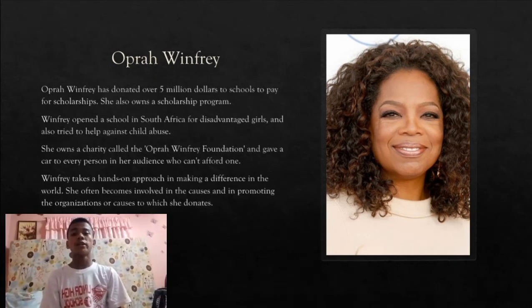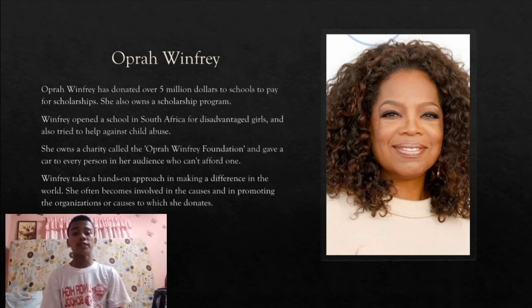Contribution to society. Oprah Winfrey has donated over $5 million to schools to pay for scholarships. She also owns a scholarship program. Winfrey opened a school in South Africa for disadvantaged girls and also tried to help against child abuse. She owns a charity called the Oprah Winfrey Foundation and gave a car to every person in her audience who couldn't afford one.